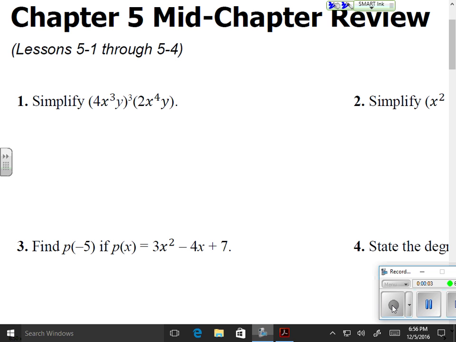In this video, we're going to be going over the review for the Chapter 5 mid-chapter test, which is 5.1 through 5.4. Number 1, we're asked to simplify this expression. As we go through the order of operations and process, we need to evaluate the cube on the outside of that first group.